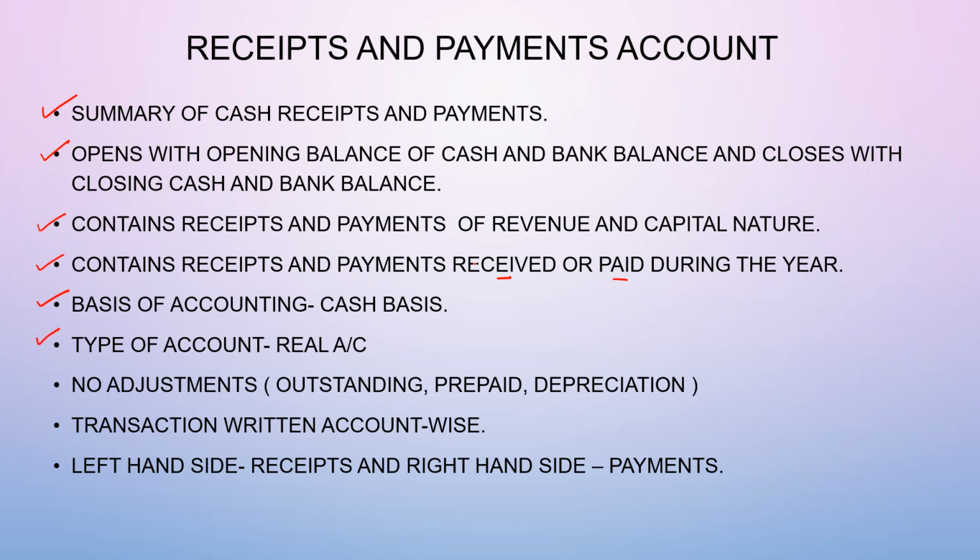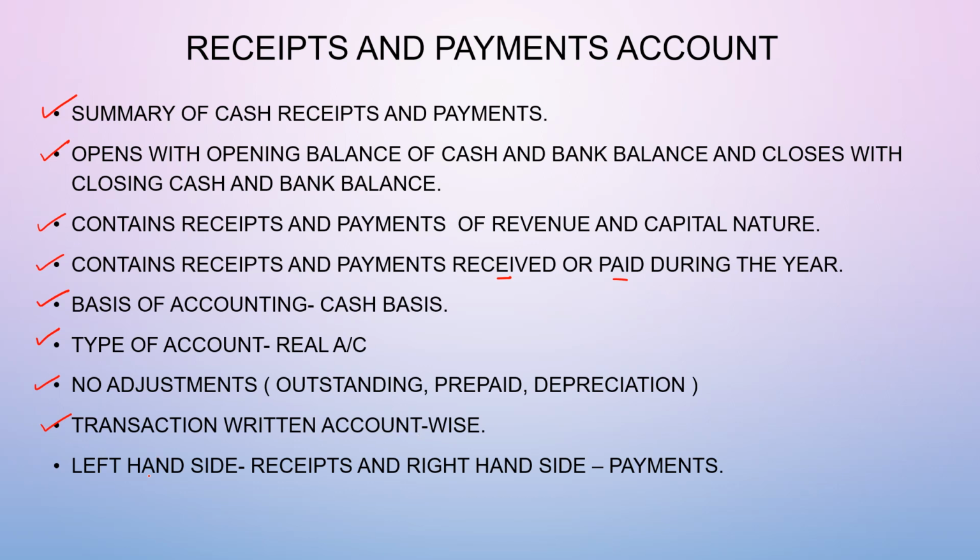Also, you have found that it is the received and paid amount which is getting recorded. So you don't find any adjustments here relating to outstanding expense or prepaid expense or depreciation, which is a non-cash expense for that matter. There are no adjustments found or made in the receipt and payment account. And as I told, it is a summarized cash book, you can say, because transactions here are written account wise, like salary, subscription, building. You are not taking it transaction wise. There might be several transactions of subscription received during the year from so many members, but we are accumulating them together and putting it under the account head subscription.